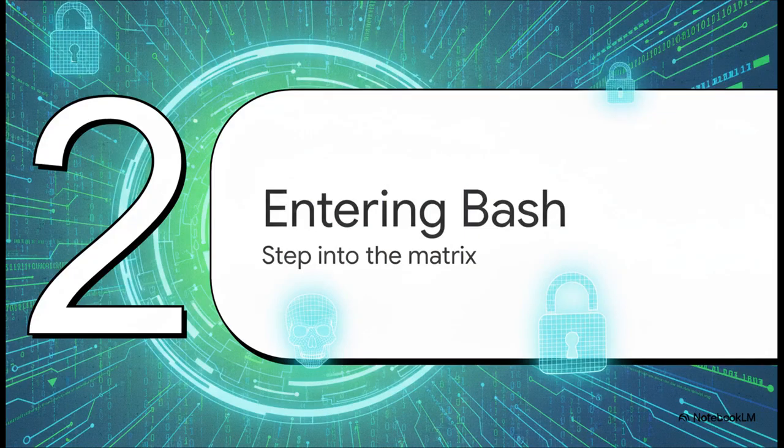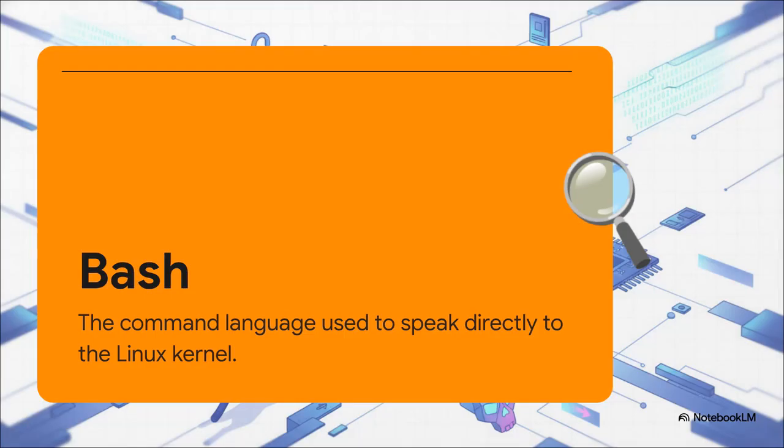Section 2. Entering Bash. Step into the matrix. So when we open up that black window, we're using Bash. Basically, Bash is the command language used to speak directly to the Linux kernel. Think of the kernel as the absolute brain of the computer. When you use a graphical interface, you're asking a program to ask another program to ask the kernel to do something. It's kind of like a massive game of telephone. But with Bash, you are bypassing all of those graphical interfaces and speaking the machine's native tongue directly to its brain. No translations, no middlemen, no delays.